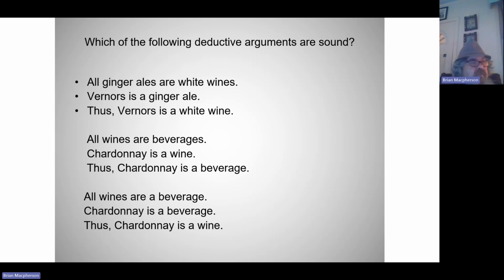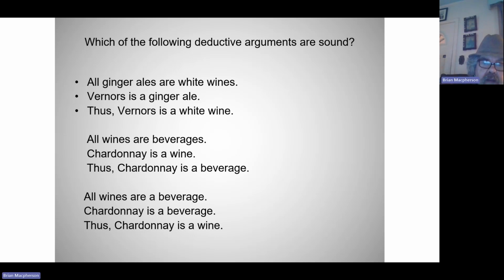So the final verdict then is that the top argument is unsound because although it is valid, it's predicate instantiation, the premise that all ginger ales are white wines is false. So this argument is unsound. The second argument: all wines are beverages, Chardonnay is a wine, Chardonnay is a beverage. This is predicate instantiation. It's valid. Moreover, the premises are both true, and so the argument is sound. The third argument below is unsound because the argument is invalid.